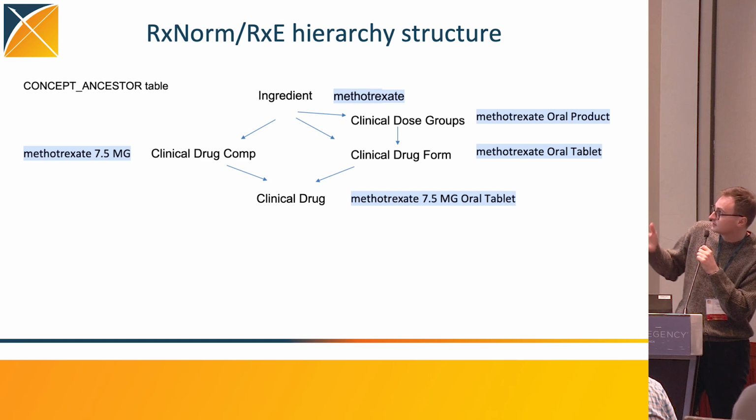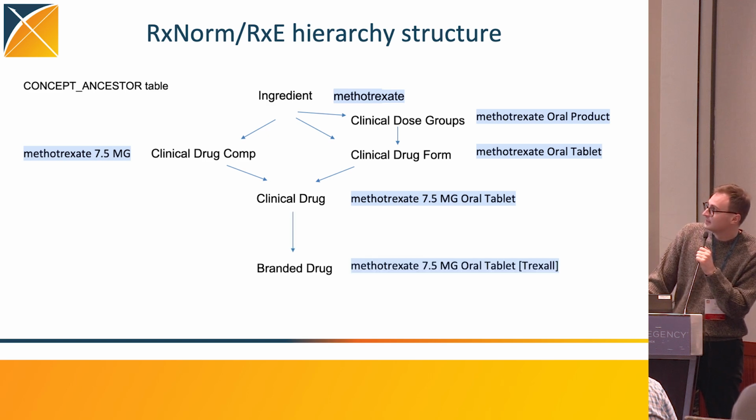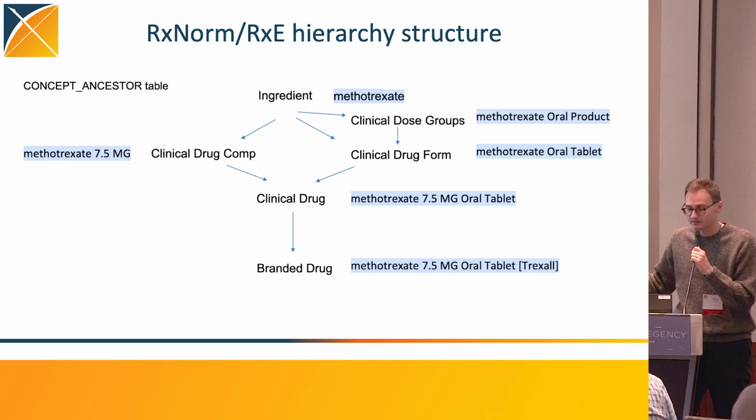A clinical drug is an ingredient, it's also dose, so drug strength, and a dose form. So it's methotrexate 7.5 milligram oral tablet. If you add a brand name to a clinical drug, you'll get methotrexate 7.5 milligram oral tablet with some brand name, so a branded drug.